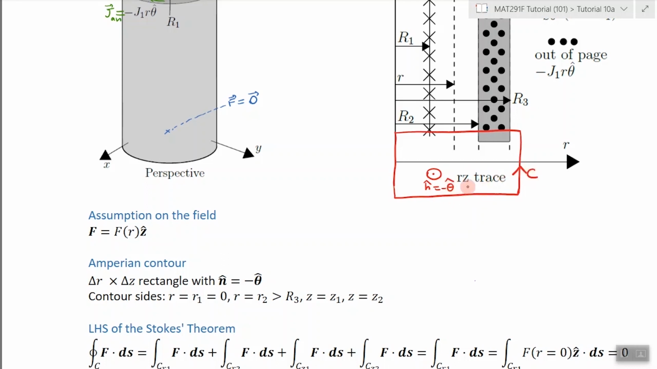And let's make our R2 greater than R3. The reason why is because I don't want to place this side in a location where I don't know the field. I want to place it where I know it, right? Because then everything becomes much simpler. So if I place this guy outside, then I get to just cancel this integral for this side, right? But if I placed it, let's say, inside of this, the body of this annulus, things would get more complicated, right? Okay, so we have this contour.